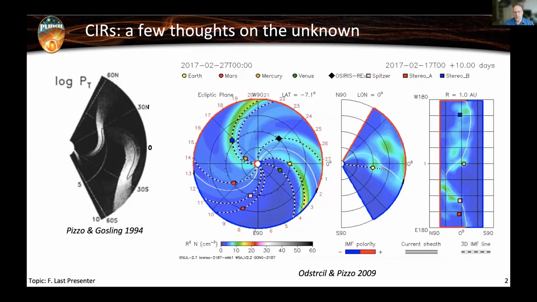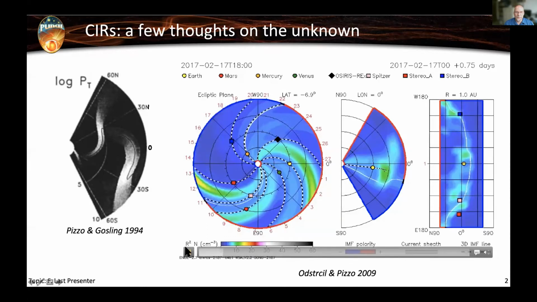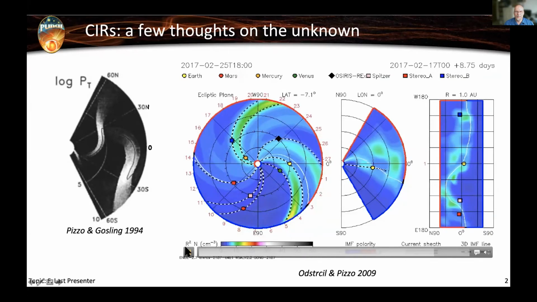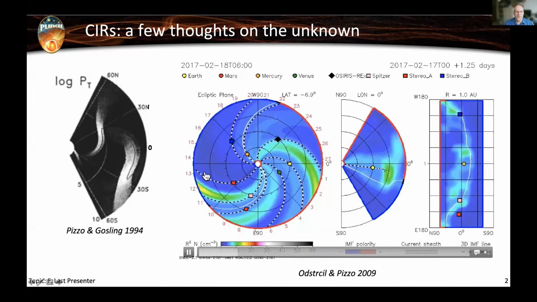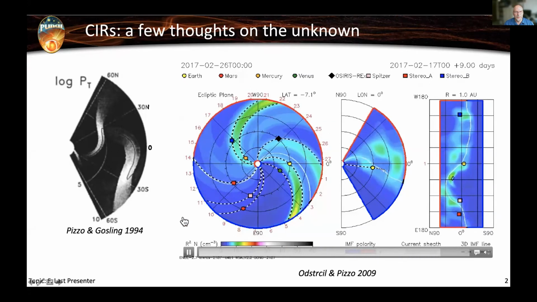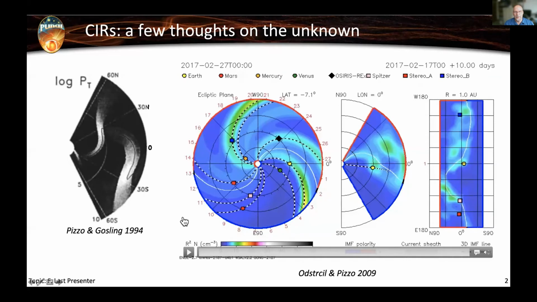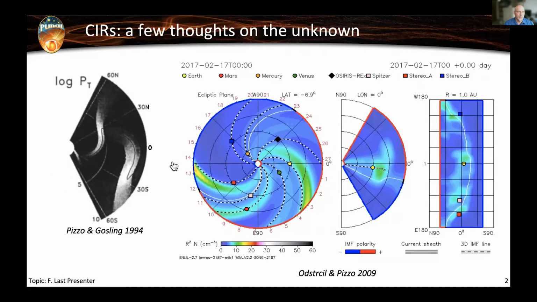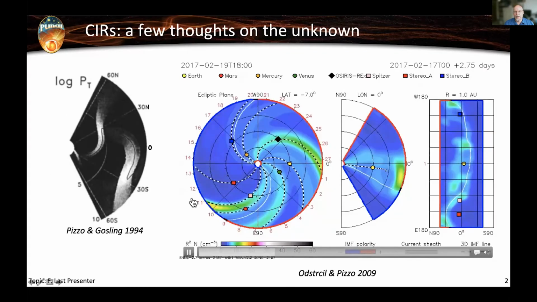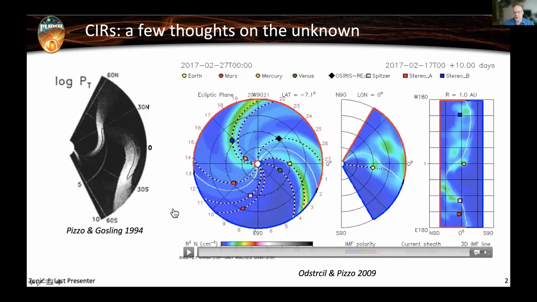We see some structure here in the Odstrcil model in 2009, Odstrcil and Pizzo, of course. You can see various bits of material coming out at different heights here. These envelope plots, of course, most of us know how to read them at this point. The left one is looking down, the middle one is looking more or less like part of the PUNCH field of view. Oop, could we go back for a second? Thank you. And then the right is a time plot.